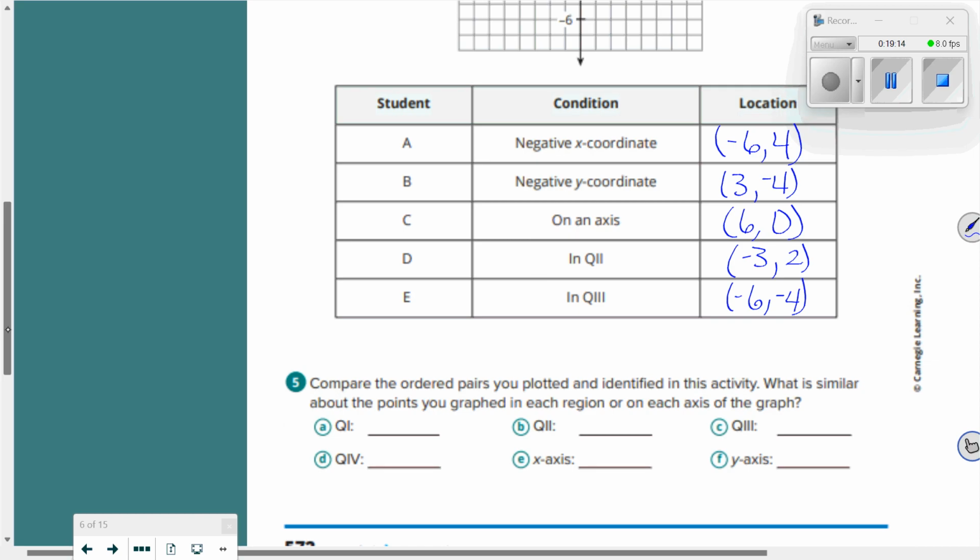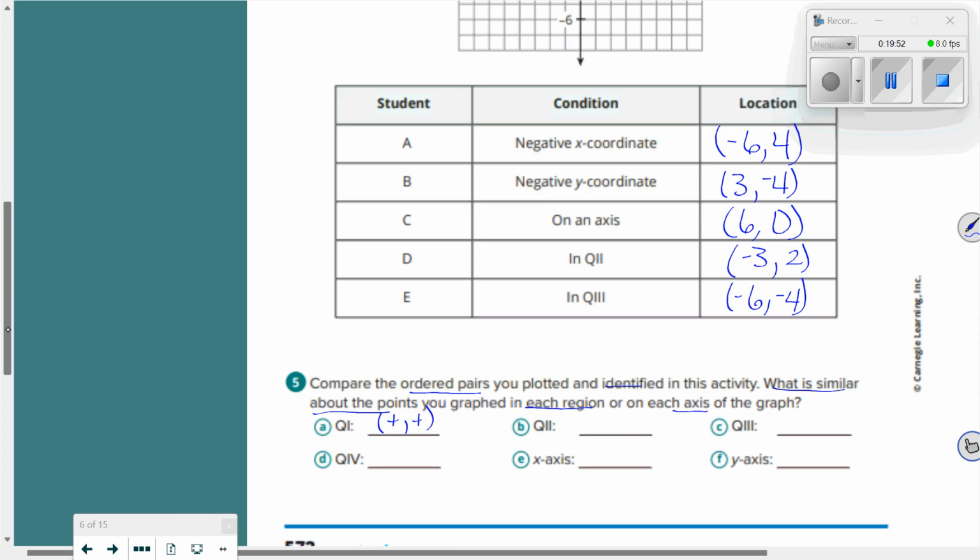Guys, listen up. We kind of did this on the last one. I got ahead of myself. But if I compare the ordered pairs I plotted and identified in this activity, what is similar about the points you graphed in each region or on each axis of the graph? So for all the ones we did in quadrant 1, what did we notice about them? About the coordinates? Not in quadrant 1. What did I know about both of them? Both positive. If they're in quadrant 1, they're going to both be positive.